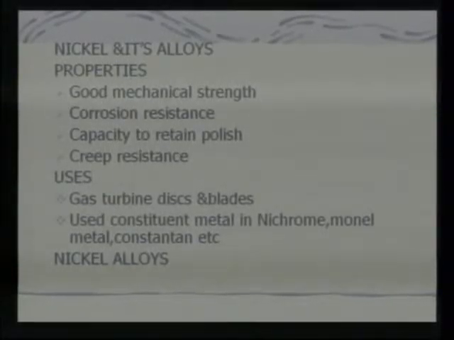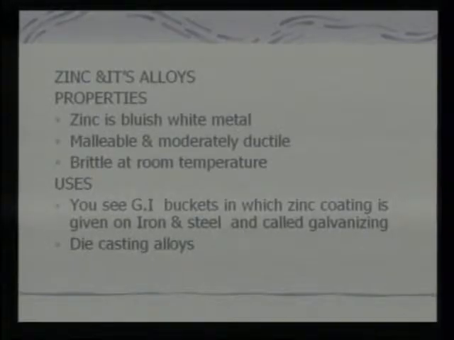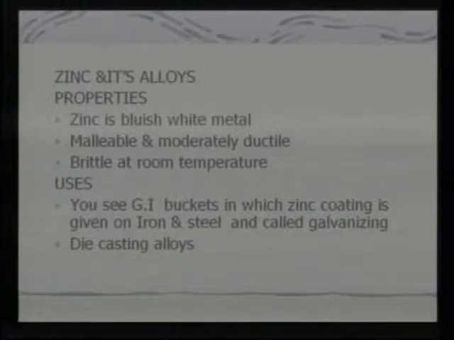Next, Monel metal, constantan, etc. To conclude this, nichrome, an alloy of nickel, chromium, and iron, is used as a heating element, as you have seen. Zinc and its alloys: the properties are like this. Zinc is a bluish white metal, malleable and moderately ductile, brittle at room temperature. That is, brittleness means it will not give sufficient deformation before failure when subjected to load.